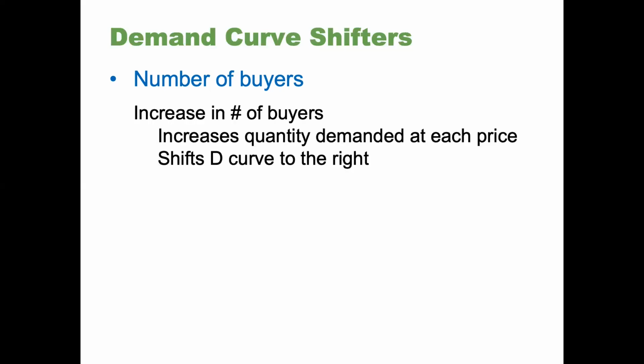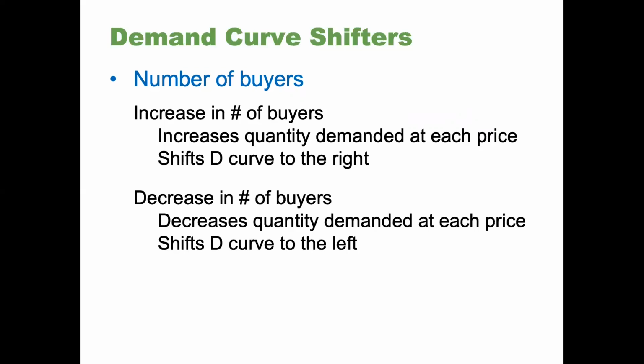Let's take a look at one of the factors, number of buyers. An increase in the number of buyers would increase the quantity demanded at each price, shifting the demand curve to the right. For example, if there is an increase in population, this would shift the demand curve for gasoline to the right. If there is a decrease in the number of buyers, this decreases quantity demanded at each price, causing the demand curve to shift to the left.